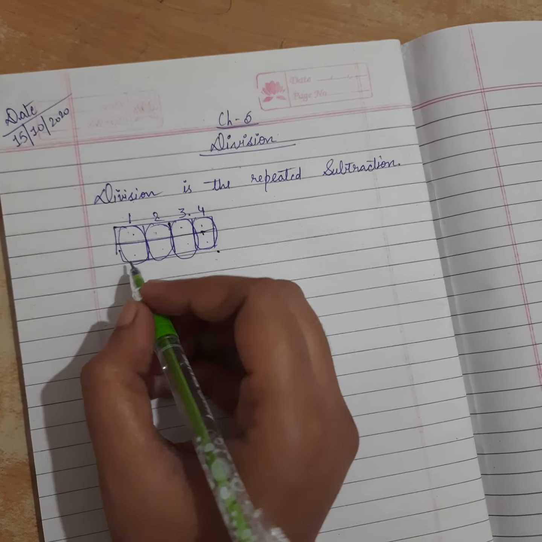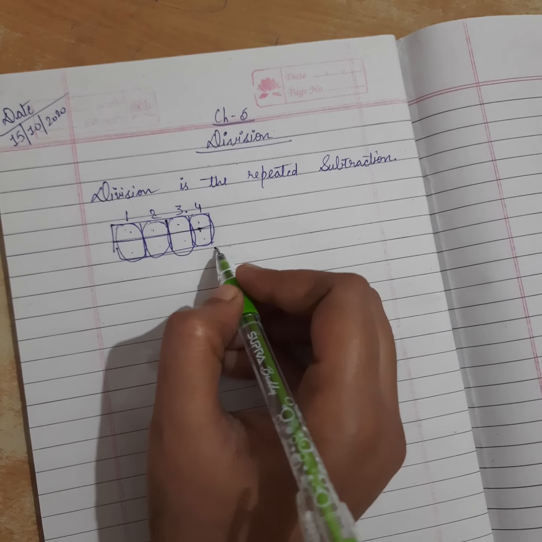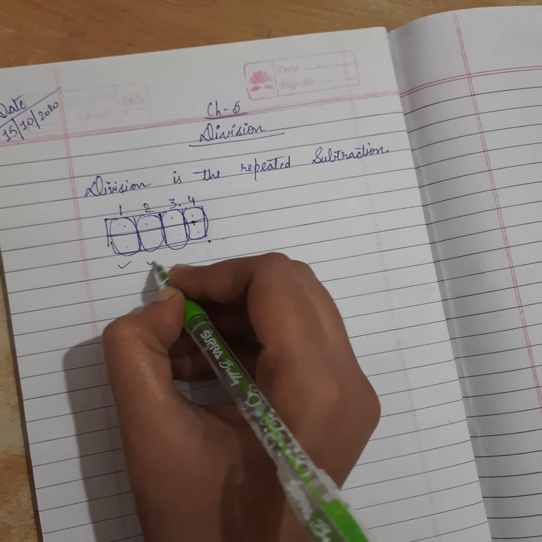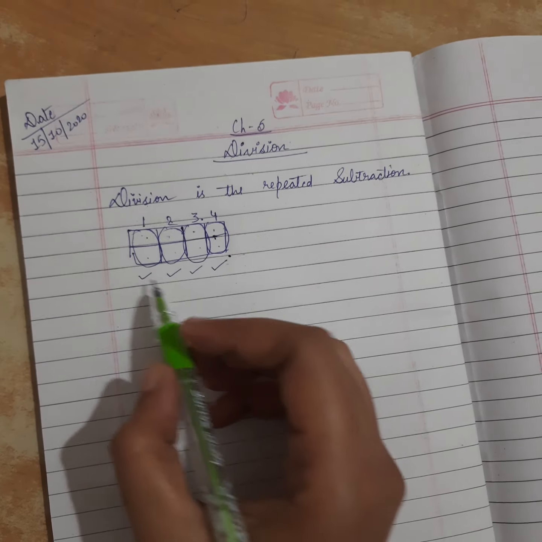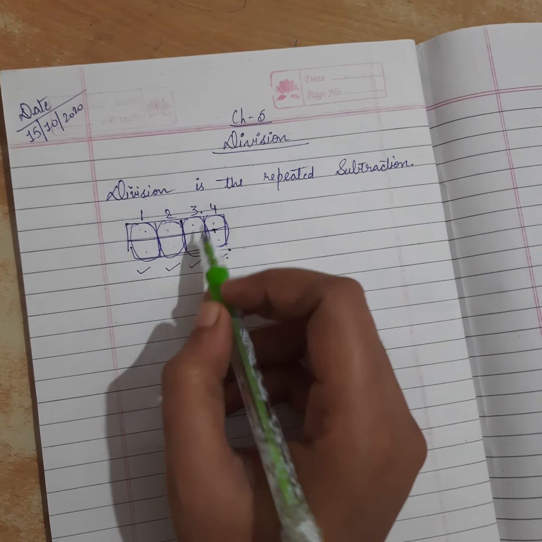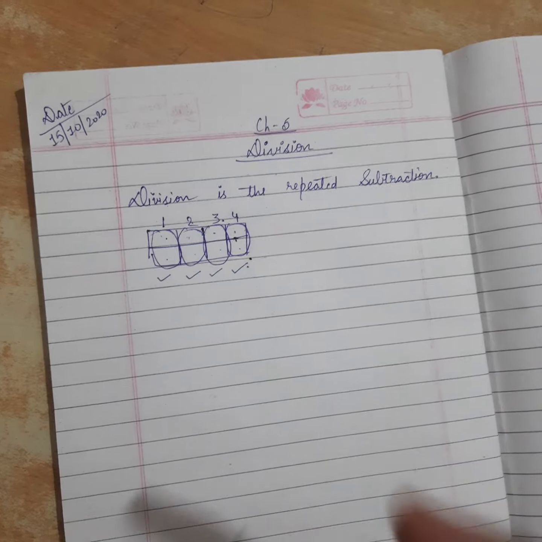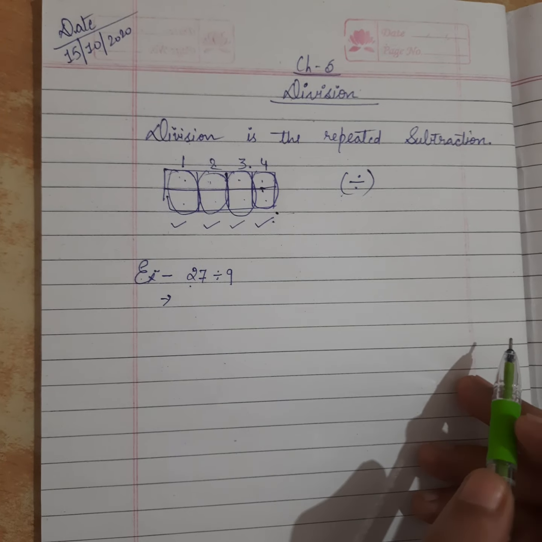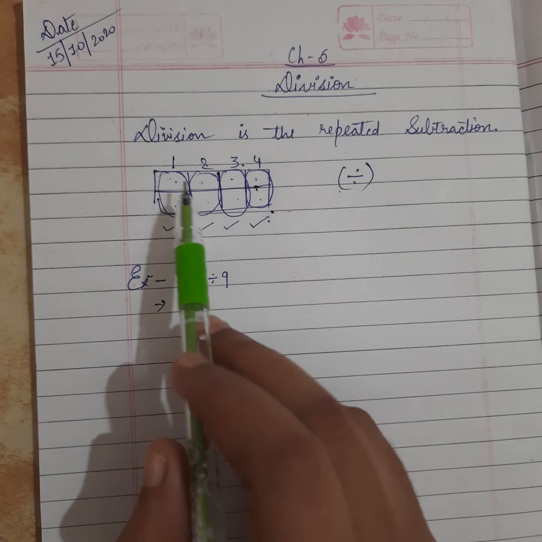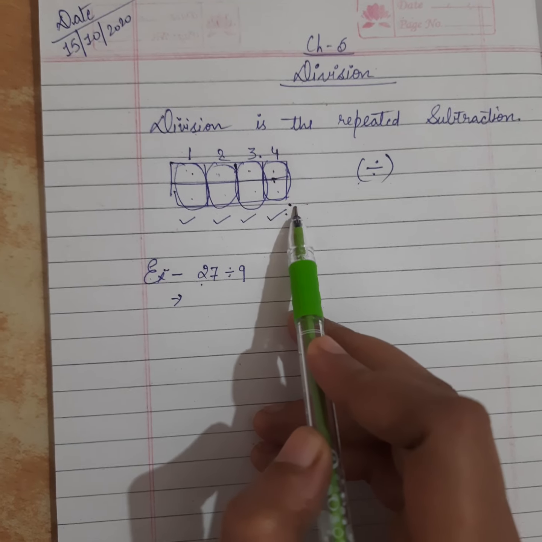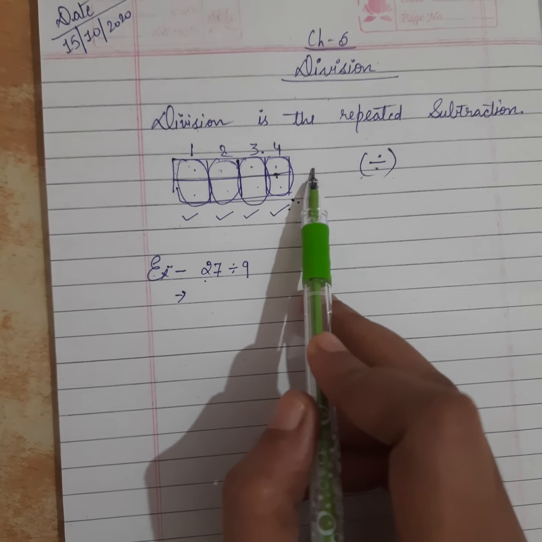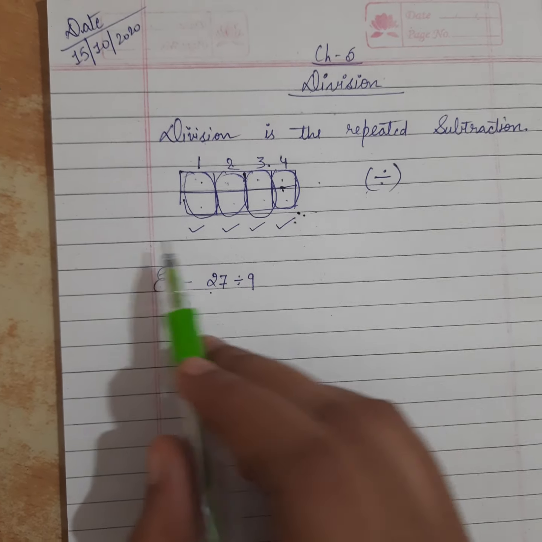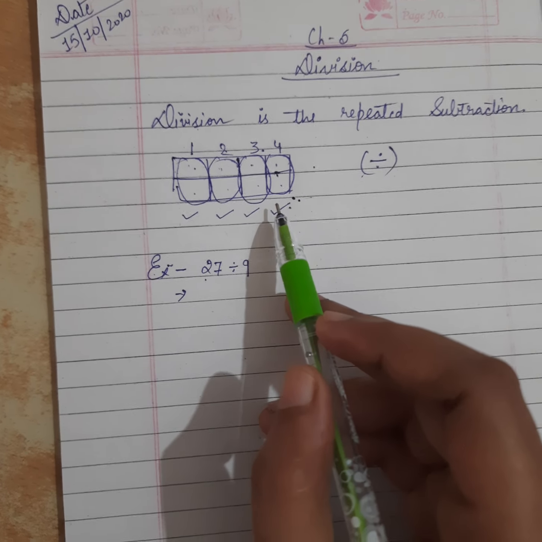So we are seeing that how many groups we made? 1, 2, 3, 4. In 4 groups, 2 pieces of chocolates we distributed. So we have understood that we had 8 pieces of chocolate and we divided into equal parts in 4 students. The repeated subtraction of the same number is called division.